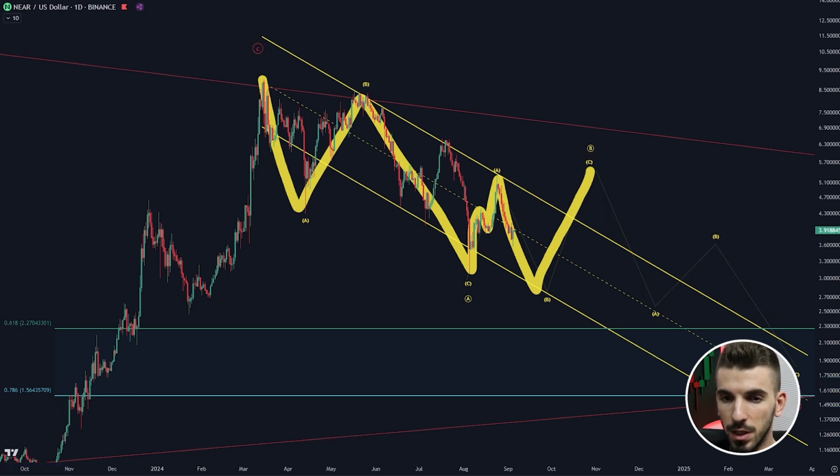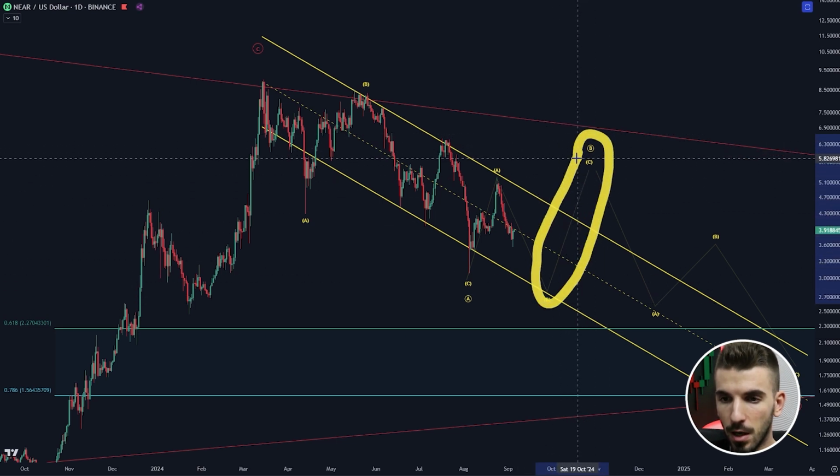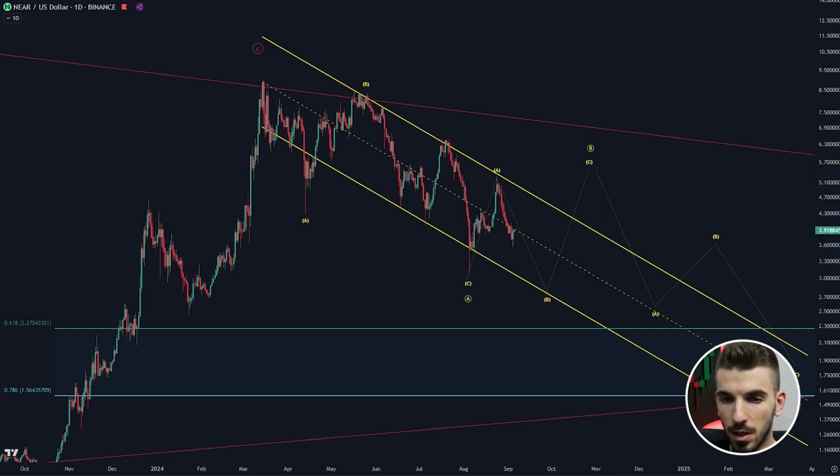What do I want to see if I want to enter a trade? I want to enter in a trade to be in this C wave to the upside of the bigger wave B. How will I know if I can enter that trade? 4 things that I want to see.